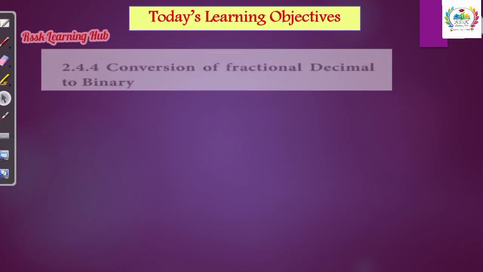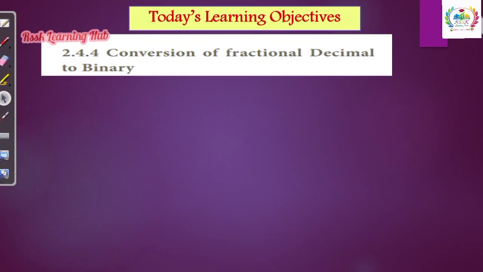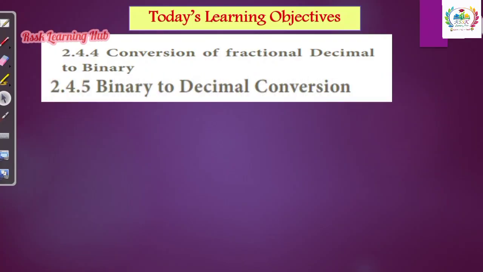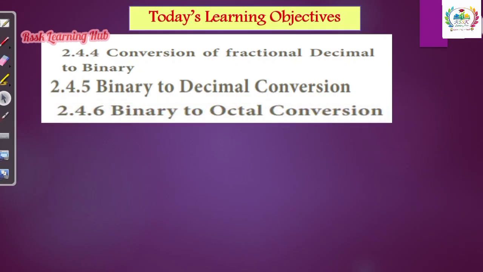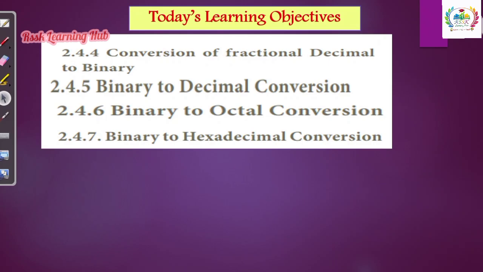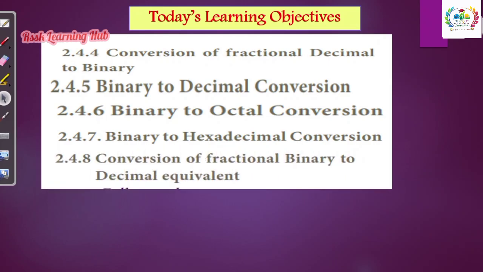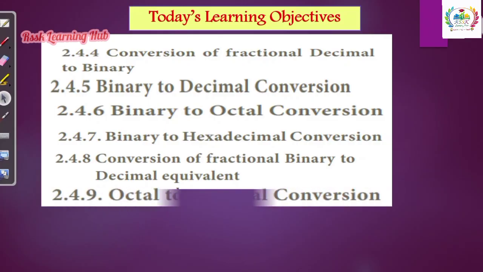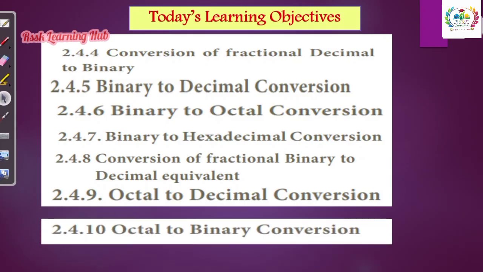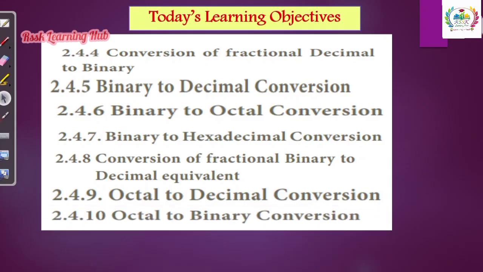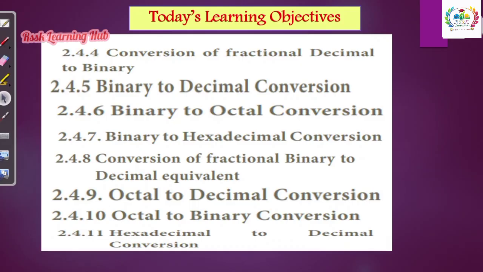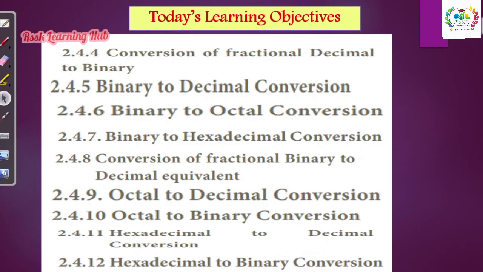today's learning objectives. In the previous session we saw how to convert decimal to binary, decimal to octal, and decimal to hexadecimal. Those three conversions we saw. In today's class we are going to learn the conversion of fractional decimal to binary, then binary to decimal, binary to octal and binary to hexadecimal. These are the three categories under binary conversion. Next, conversion of fractional binary to decimal equivalent. Next, octal to decimal conversion and octal to binary conversion. Then hexadecimal to decimal, and the last one, hexadecimal to binary. So these are all the learning objectives of today's session.